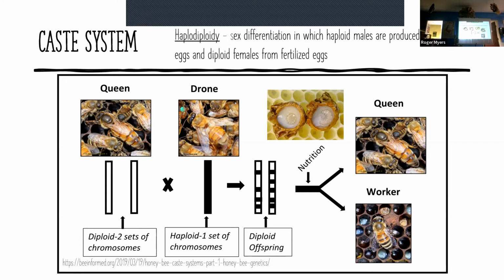In humans, we have one set of chromosomes that determines whether or not we are born with female reproductive parts or male reproductive parts. Bees, it's different. If you have 2 sets of chromosomes, you are a female. If you have 1 set of chromosomes, you are a male. We call this haploid diploid. And that's a really cool word to say.